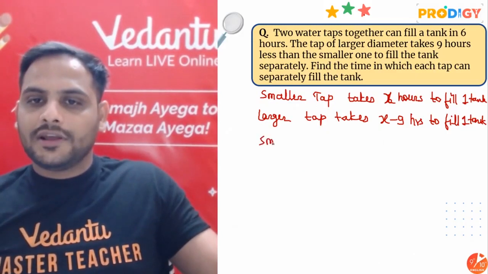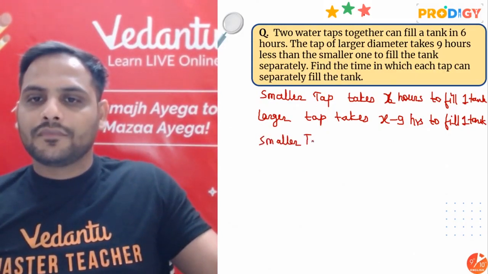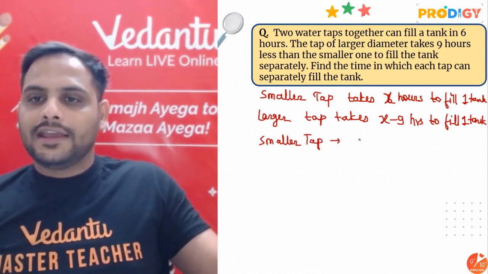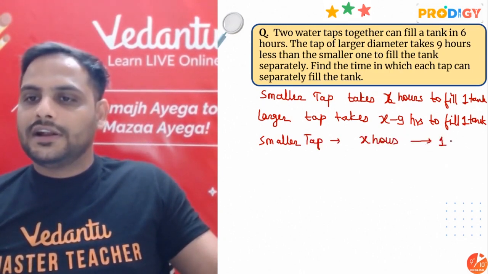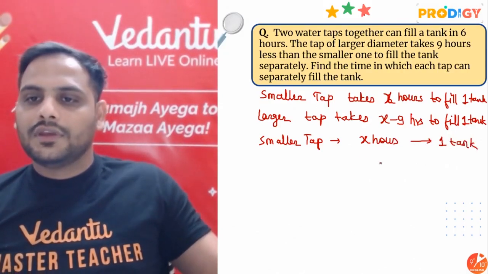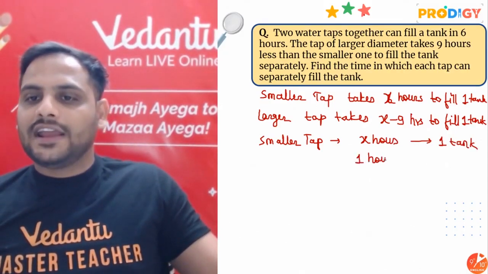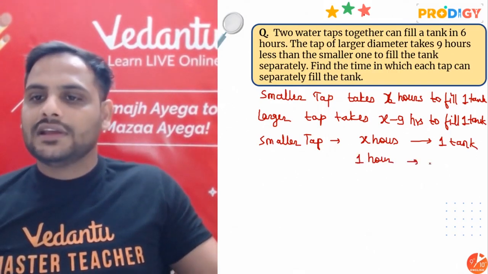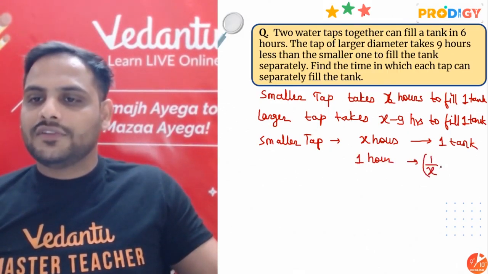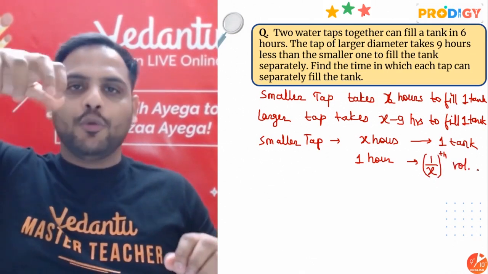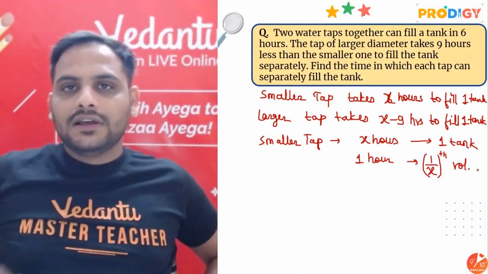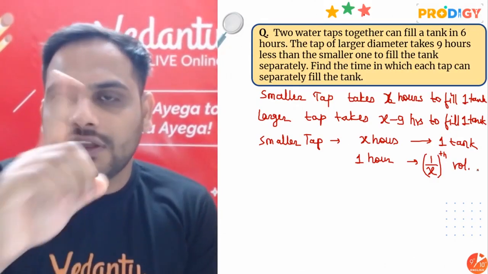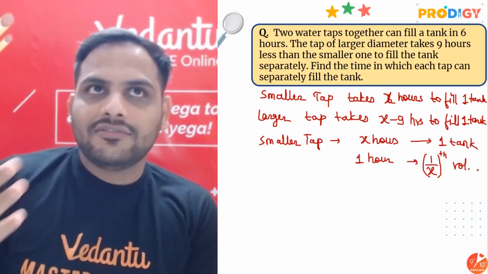Let's talk about smaller tap. ठीक है? I can say in X hours it fills one tank. So in 1 hour, how much of the tank it will fill? Obviously, sir, it will fill 1 by X of the tank. Suppose if a tap fills a tank in 2 hours. So in 1 hour, how much is filled? You will say, sir, half, 1 by 2.